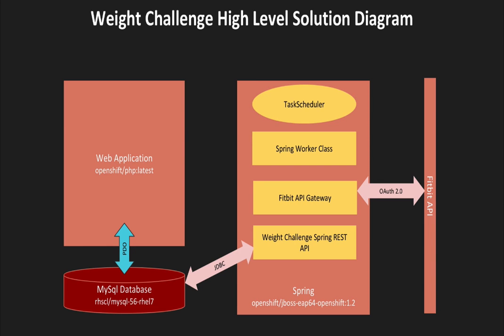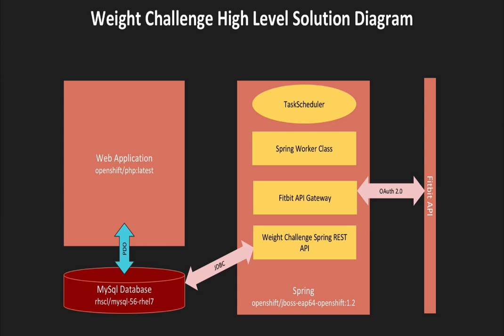The worker class will connect to the Fitbit API through the gateway, and after authentication using OAuth 2, it will retrieve the weighing values for each of the participants, and use the Weight Challenge Spring REST API down there to update the values to an intermediary table in the MySQL database. So all the interaction between this task scheduler and the backend services and the web application will be via this MySQL database table for now.